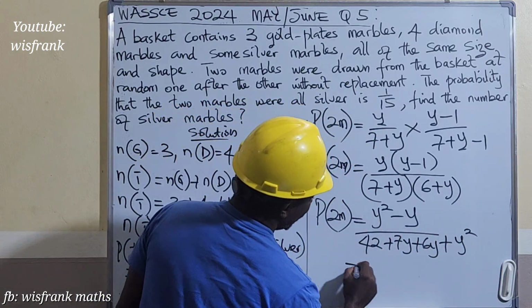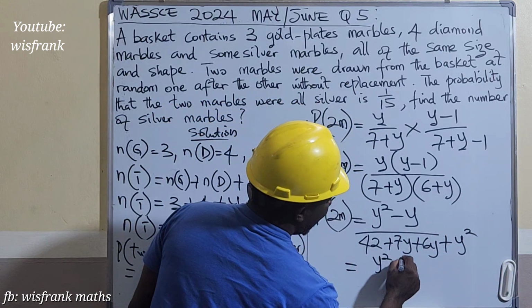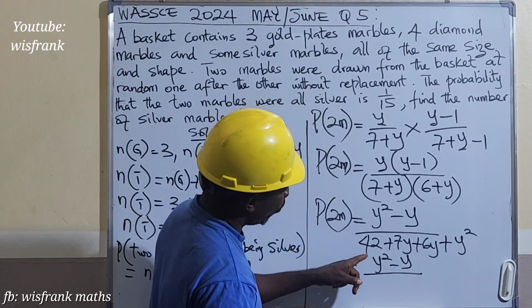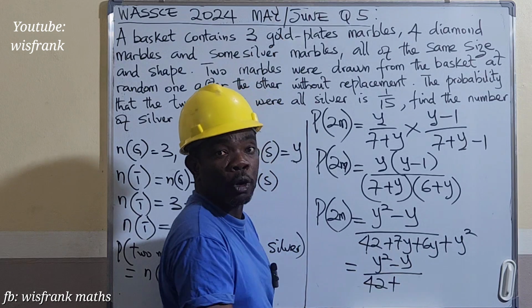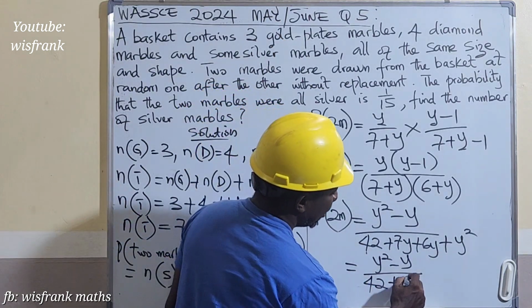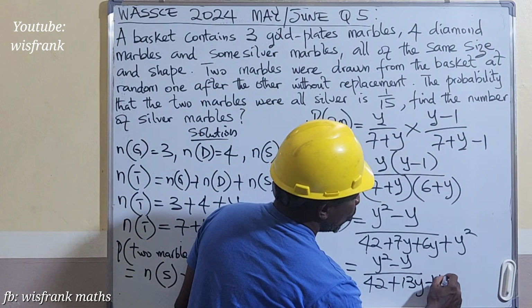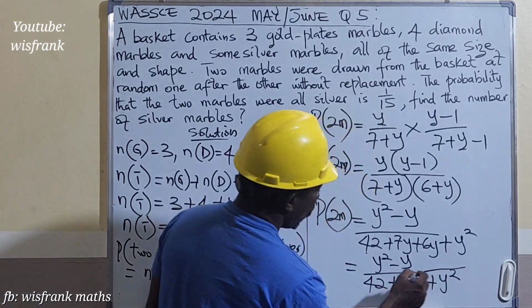So when we expand this, we have Y squared minus Y over 42 plus 7Y plus 6Y, which gives us 13Y plus Y squared. So this is what we have.